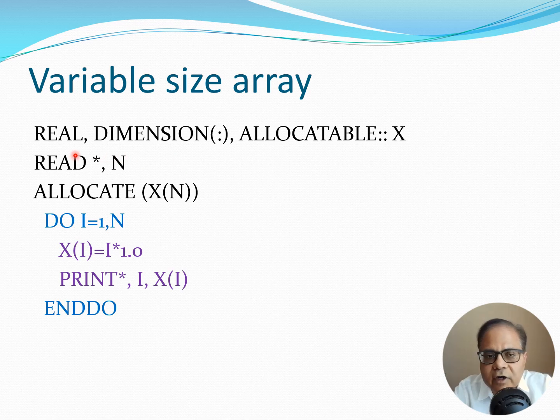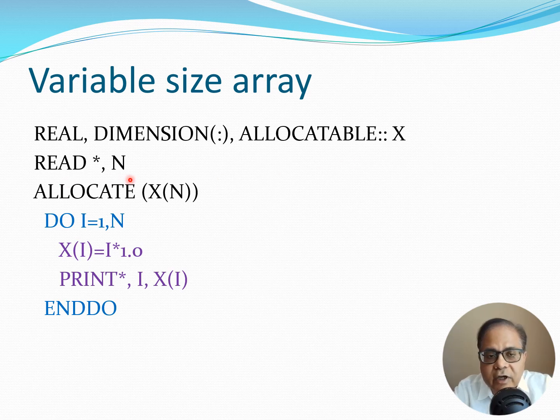For example, here I have used a particular statement, and this statement you have to use. You are essentially saying that you are creating a variable. The variable name is X. It's a real variable. It's an array also, because you are saying you need some dimension here, but you're not mentioning the dimension, and you are saying it is allocatable. This word makes the compiler realize that you are going to tell it after some time what the dimension is.